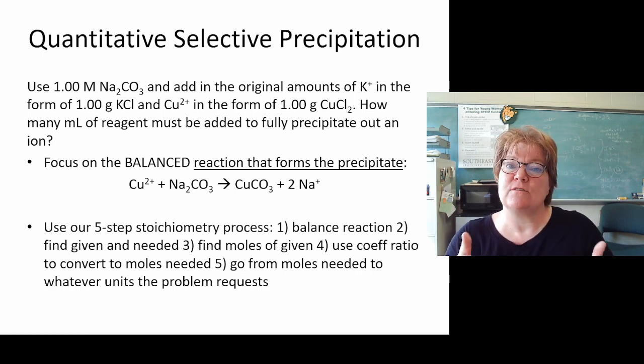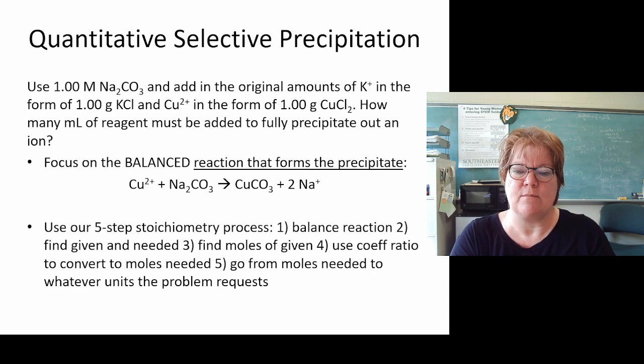So how many milliliters of the reagent, in this case sodium carbonate, must be added to fully precipitate out an ion? We are going to go back to our scheme, and we're focusing on the one reaction that's making the precipitate.